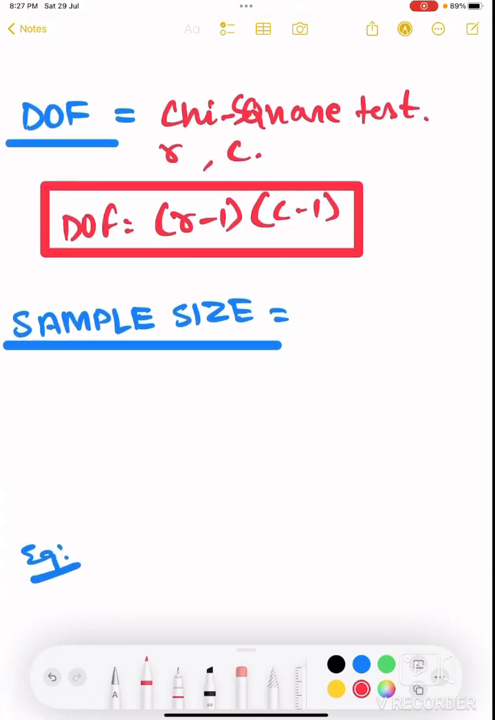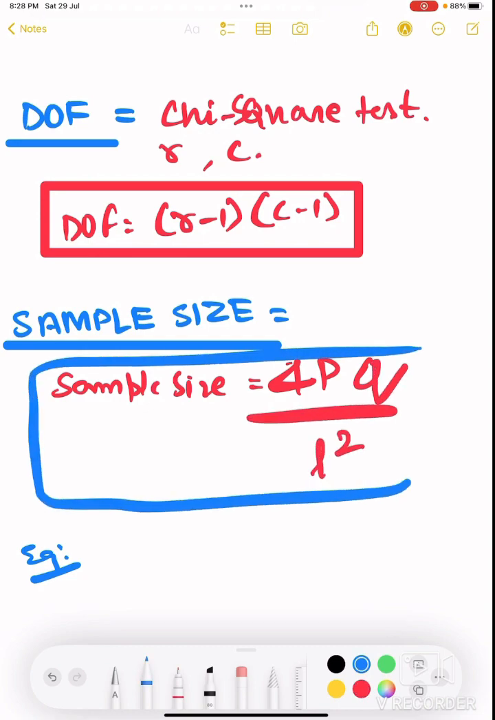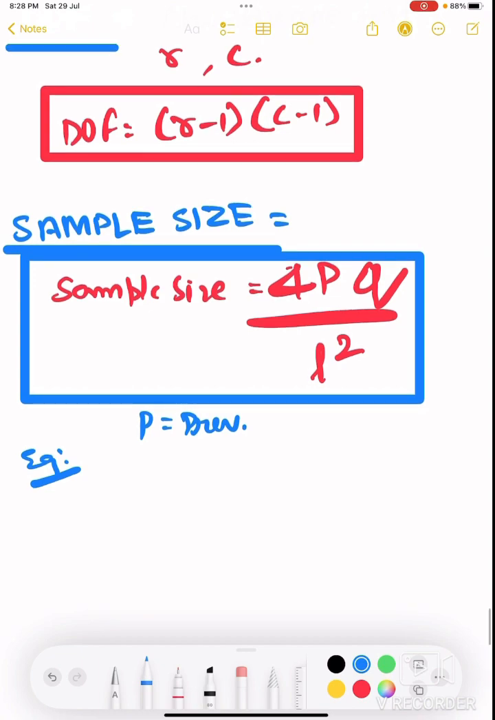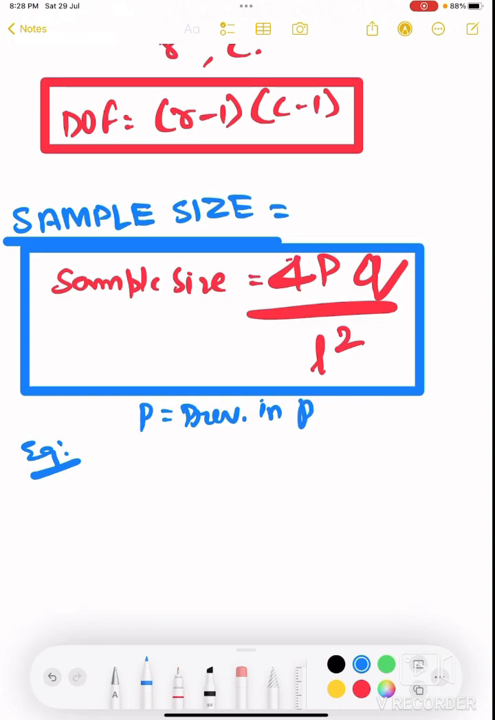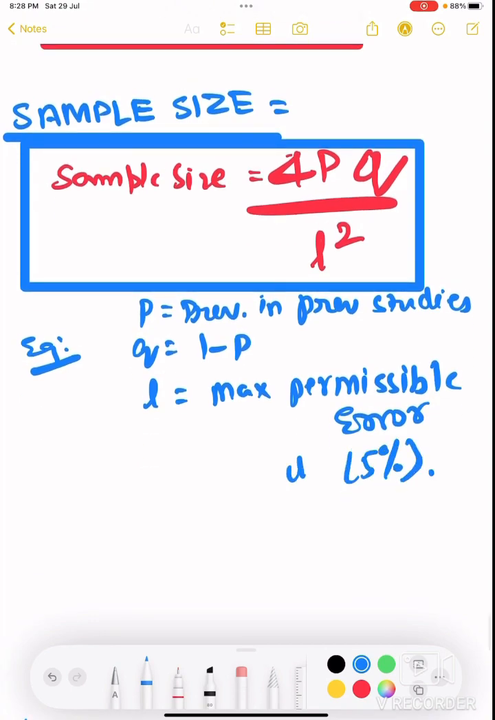Now coming to sample size. The last thing that I'm going to discuss over here, sample size, right? How to calculate the sample size of any data. What does sample size mean? Sample size actually means that for calculating anything in a particular test I'm conducting in a data, what should be the minimum sample size that I should take, right? So the sample size formula is 4pq divided by L square, right? What does p mean over here? P actually means prevalence in previous studies. Q is 1 minus p, and L is maximum permissible error, which is actually 5%. If it is not given, you will take it as 5%, right?